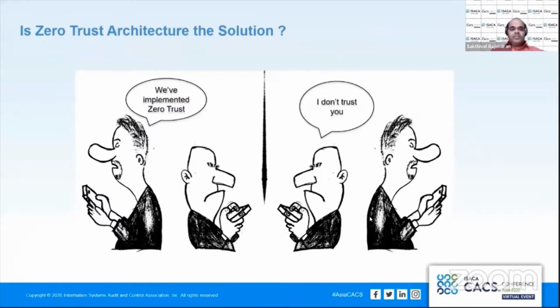So zero trust architecture is not a technology per se, but it's a strategy. It's used with the technological components. The existing technological components and security controls can be used to operationalize that zero trust architecture strategy. And it's important to remember that existing technologies used within the organization can be leveraged for this purpose.